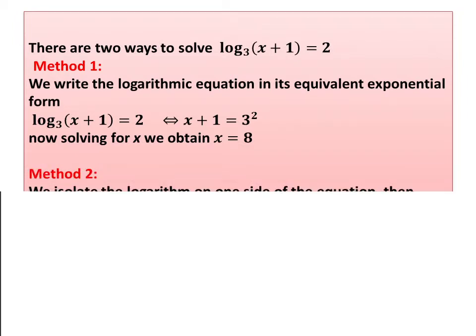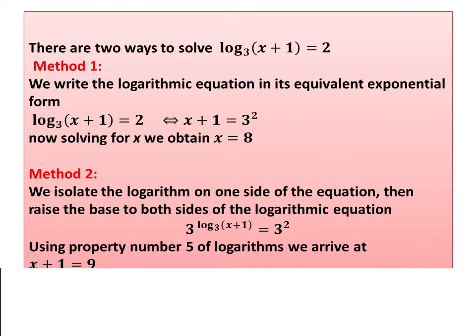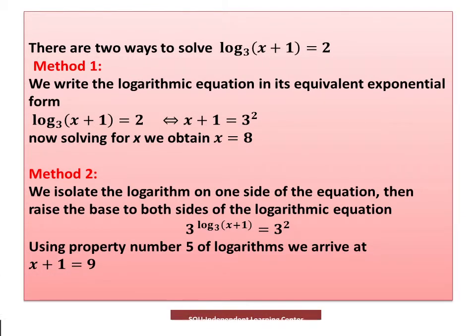Method 2: we isolate the logarithm on one side of the equation, then raise the base to both sides of the logarithmic equation. So we have 3 to the power log(x + 1) to the base 3 is equal to 3 squared. And using property number 5 of logarithms mentioned in the previous video, we arrive at x + 1 is equal to 9, which means x is equal to 8.